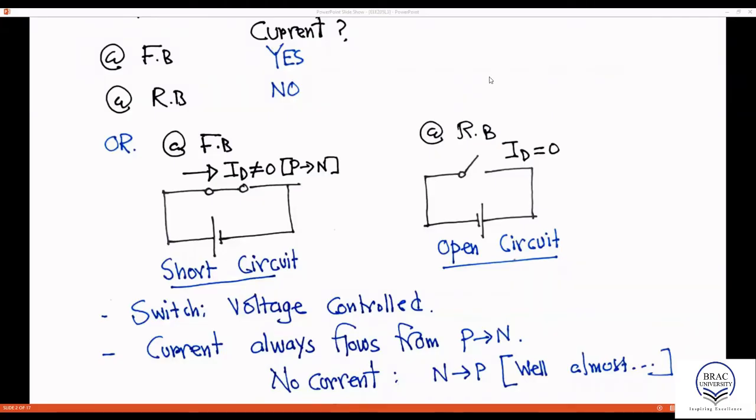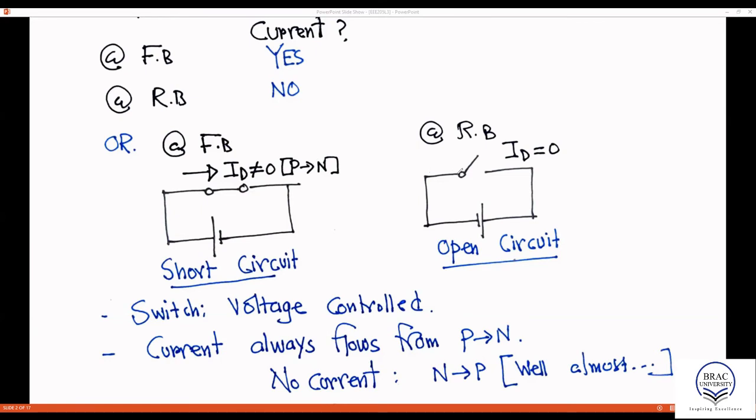Now that can be shown here. When it is forward biased, we have a current. When it is reverse biased, we don't have any current. That can be shown intuitively using these pictures. So let's say the diode is forward biased, and since a current is flowing, we can consider the diode is on, and it can be represented as a short circuit, as if it's on, and the current is non-zero, and the current is flowing from P side to N side.